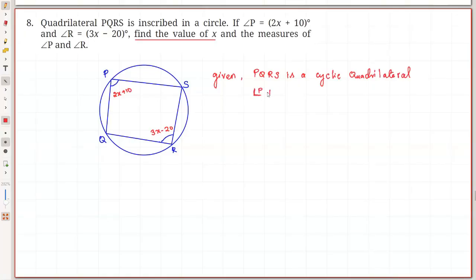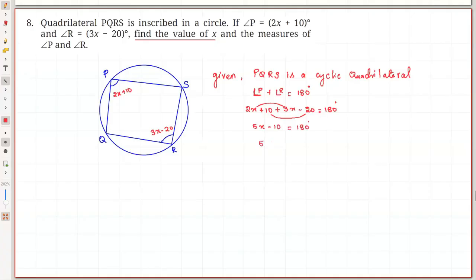So angle P plus angle R is equal to 180 degrees. Angle P is given as 2x plus 10, and angle R is 3x minus 20. So 2x plus 10 plus 3x minus 20 is equal to 180 degrees. Simplify: 2x plus 3x is 5x, plus 10 minus 20. Subtract the numbers and keep the greater sign, so minus 10 is equal to 180.